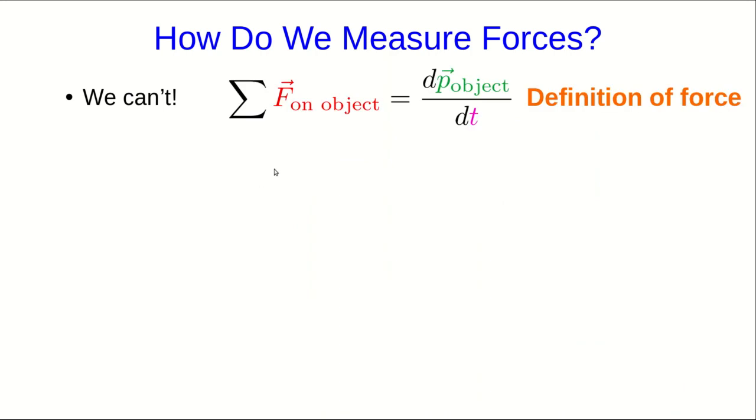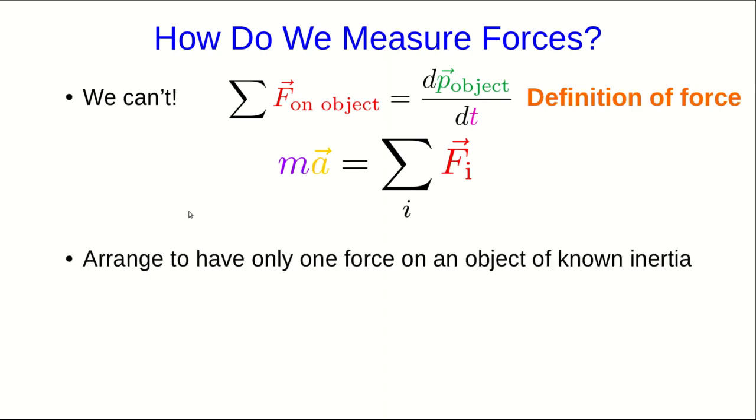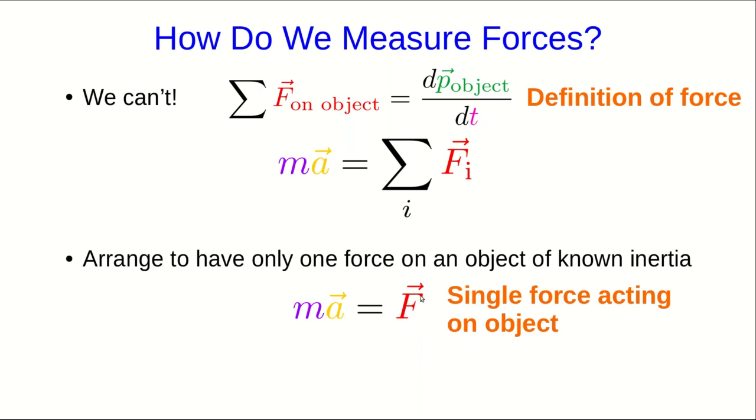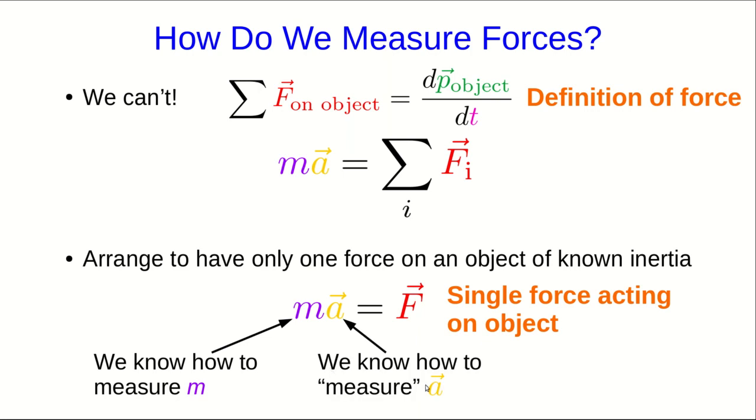We need to use the definition of the force. Remember that the vector sum of forces is the rate of change of momentum, and that we can rewrite that this way as long as the inertia is constant. So all we need to do is have an object of a known inertia and arrange to have only one force act on it so that we get this simple version of the equation of motion, where I'll point out that this is only true when there's a single force. Now we know how to measure inertias, and we know how to measure accelerations. Really, that's what the early part of the course was about, right? We know how to take position versus time data and determine accelerations, and that will allow us to determine forces.